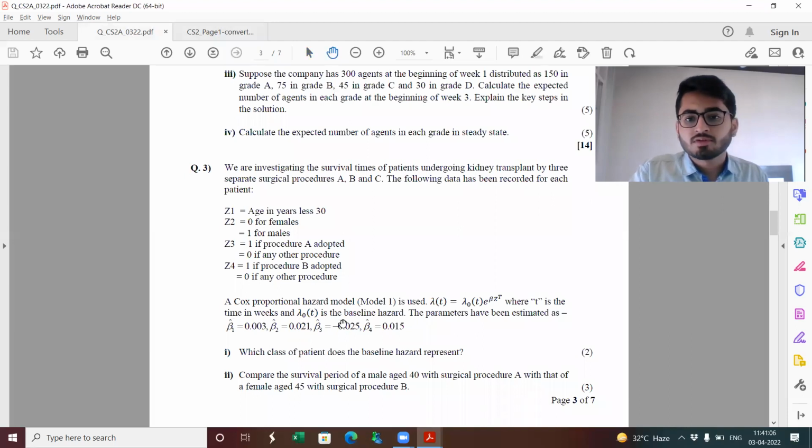Next, we have been given the values of various betas, which compare the survival period of a male aged 40 with surgical procedure A with that of a female aged 45 with surgical procedure B. So what we could do is compare the hazard rates and then say that this first individual has, let's say, X% higher mortality compared to person 2, or Y% less compared to person B, depending on the ratio which we get.